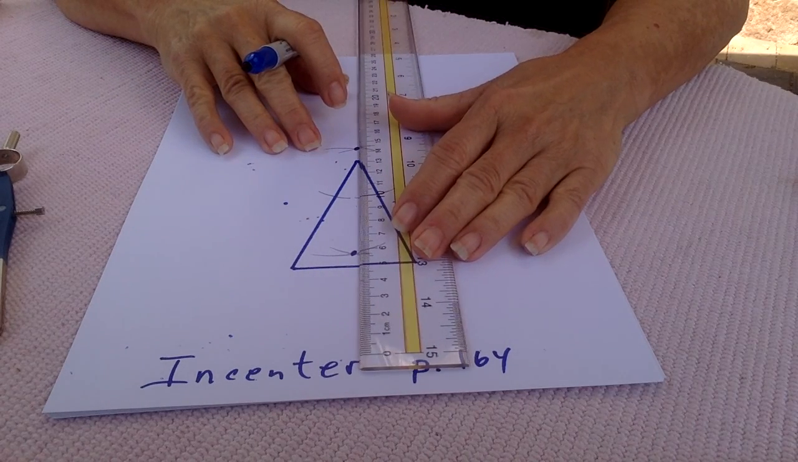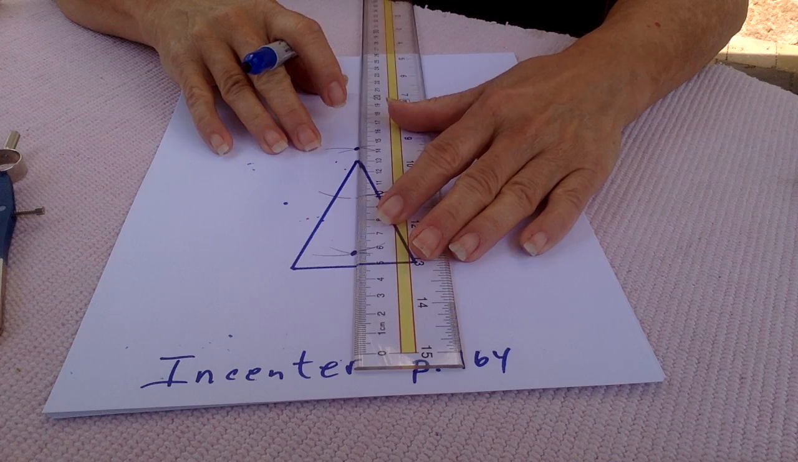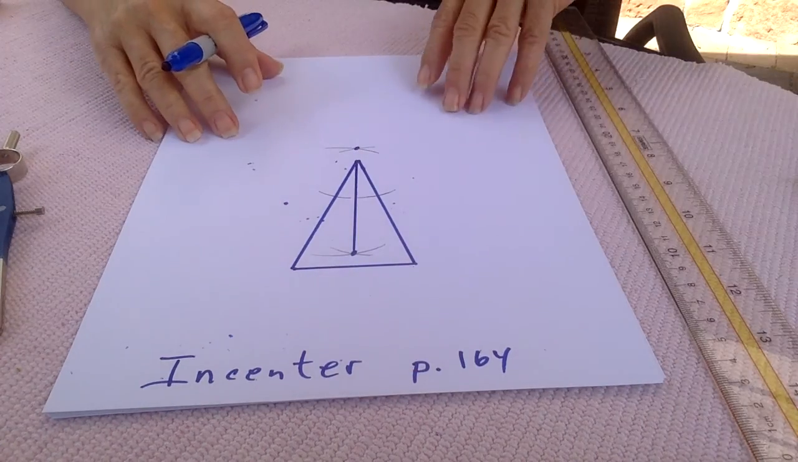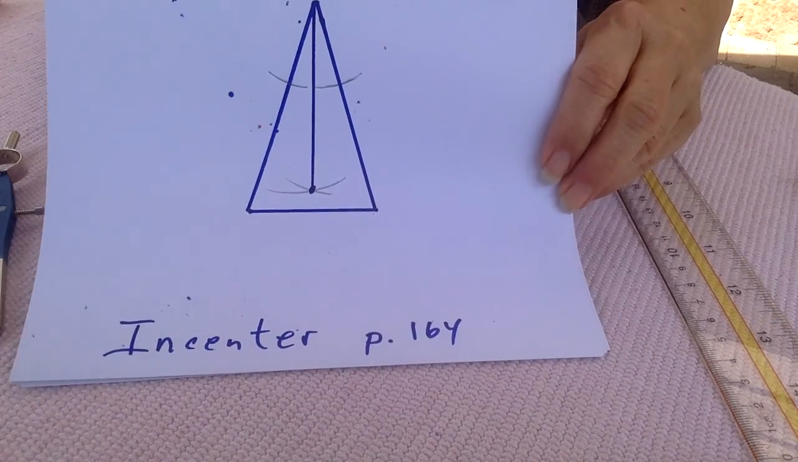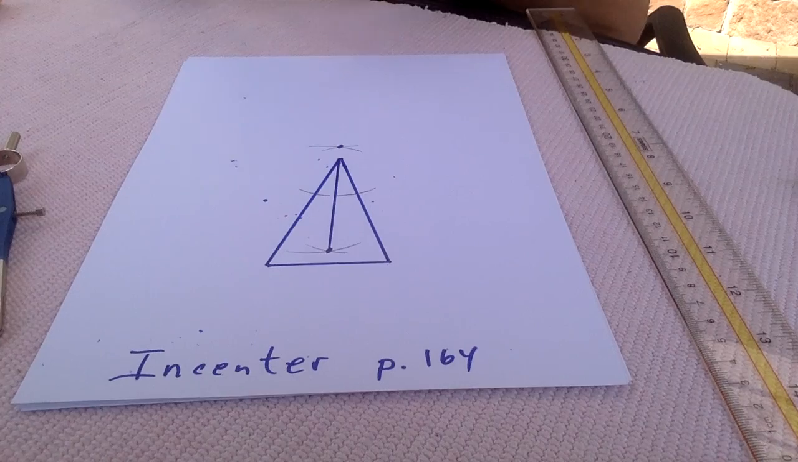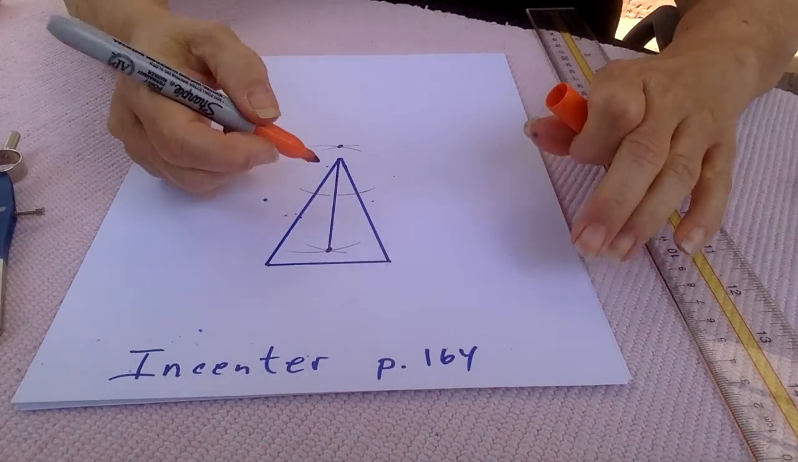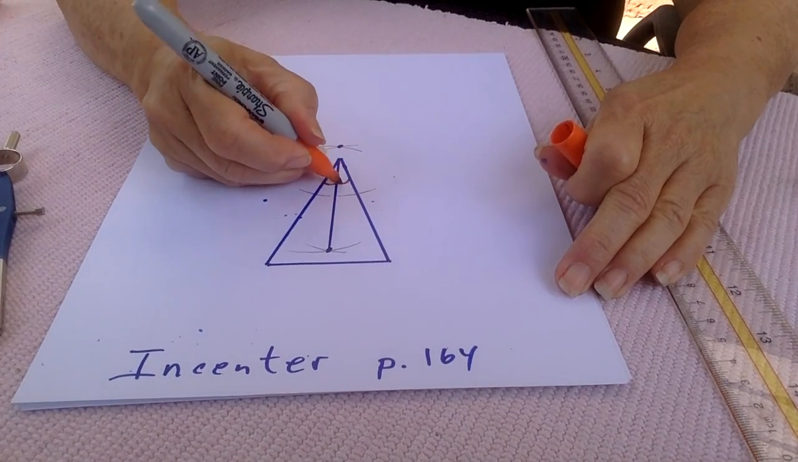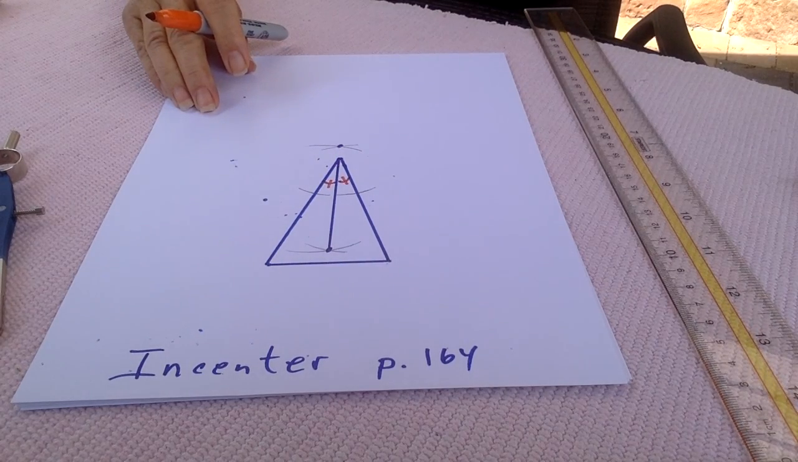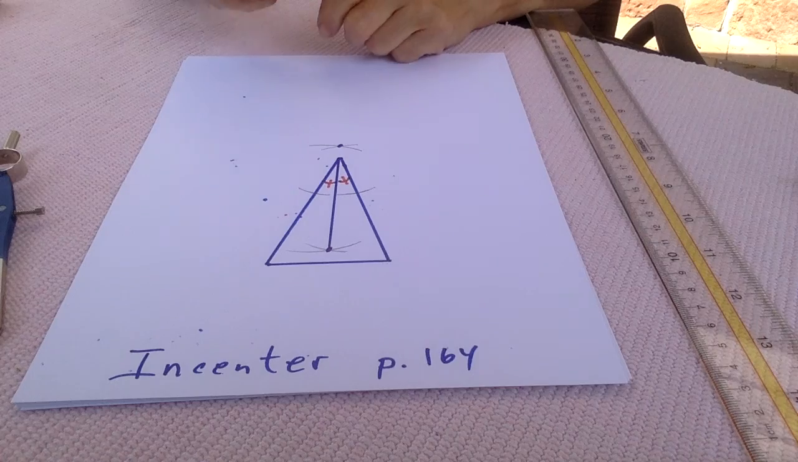And then to bisect this angle, you simply draw a line from the vertex through the intersection of those two arcs. And there you have your angle bisector, which means that this angle and this angle are equal to each other. You've divided that angle exactly in two.